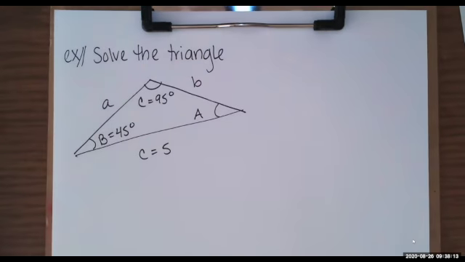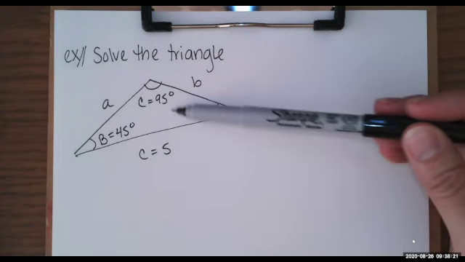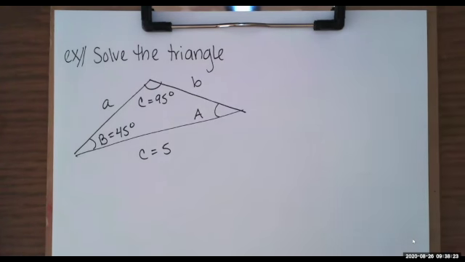Okay, so here we're asked to solve the triangle, and we're given that angle B is 45 degrees, angle C is 95 degrees, and side C is 5. So the first thing we notice is that we do have an angle and the side across from it. So that clues us in that we need to use law of sines. In this section, all of the problems will use law of sines, but you should start thinking about these things because when you get to the exam, you're not going to be told which formula to use, and you'll need to figure that out. So to solve the triangle means find the missing angles and the missing sides.